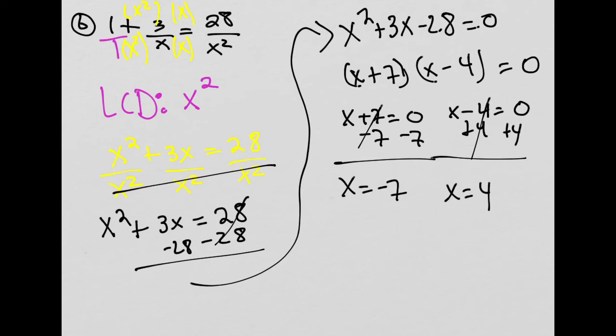Gives you that. So if you were to substitute the negative 7 in the denominator, it will not make it equal to 0. If you were to substitute the 4 in the denominator, it will not make it equal to 0. So both are valid solutions.